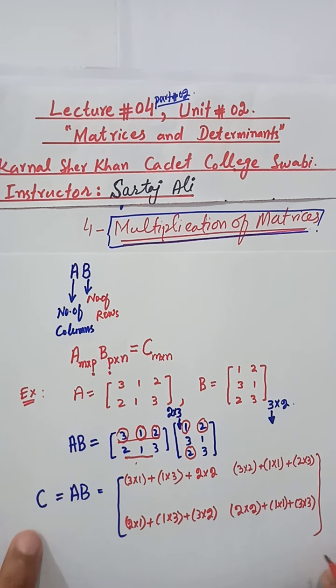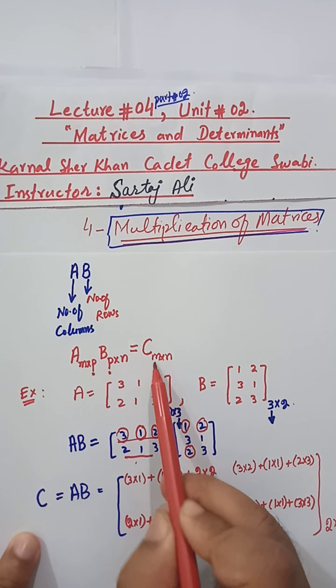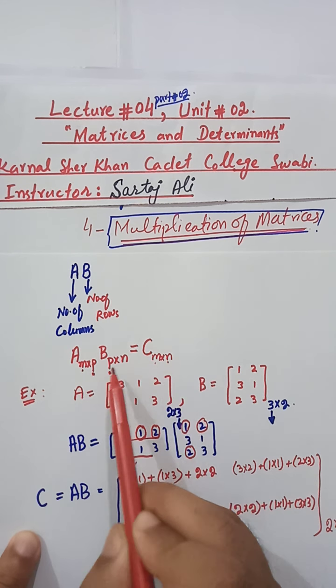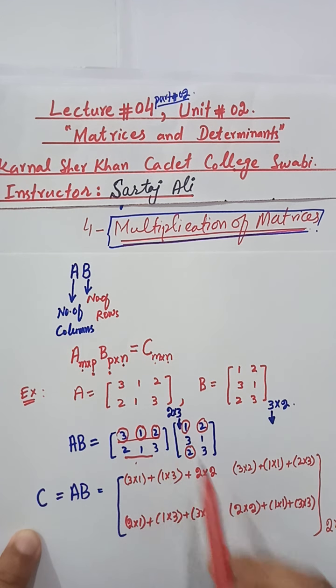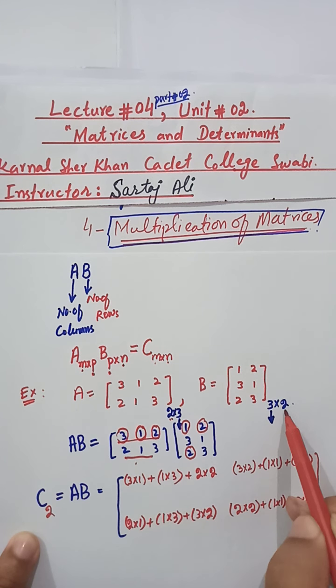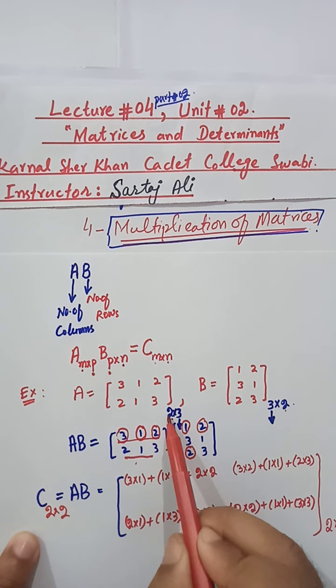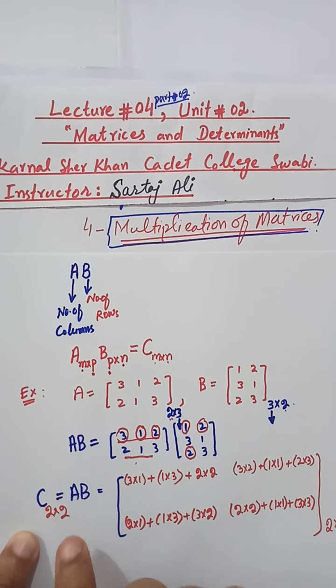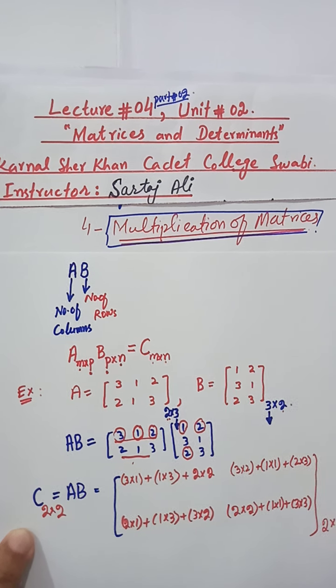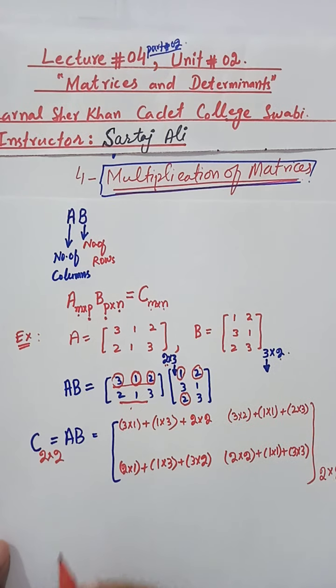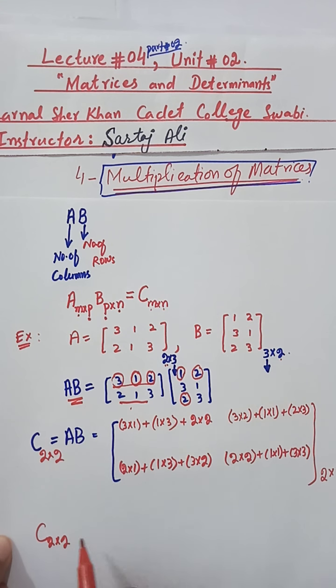So you see that the order of this matrix is 2 by 2 because the resultant matrix contains the number of the rows of the first matrix and the number of the columns of the second matrix. So you clearly see that this C will contain the number of the rows of the first matrix and the number of the columns of the second matrix. Here the rows are 2 and here the columns are 2. So that's why the resultant matrix must be 2 by 2. The order of this must be 2 by 2. So now C is of order 2 by 2, which is actually the product of these two matrices.